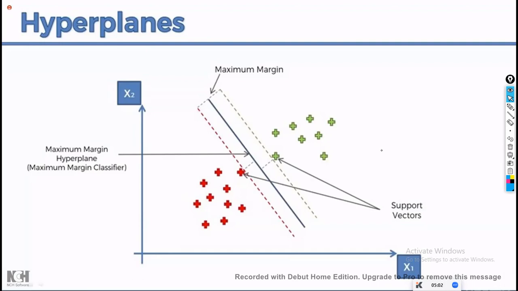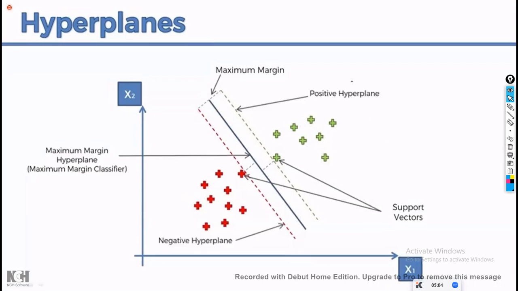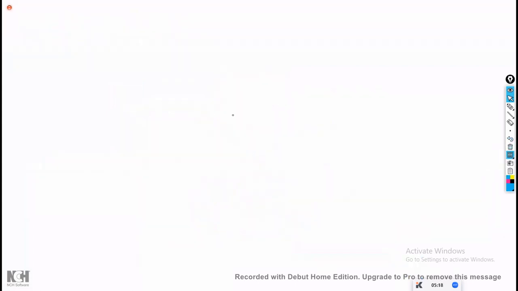Okay. Now, this is called the positive side and this is called the negative side. And this line is called a hyperplane. Why is it called a hyperplane? Since, for example, in two dimensions it is called a line. Now, if I want the same line in three dimensions, it is going to be a plane, right?